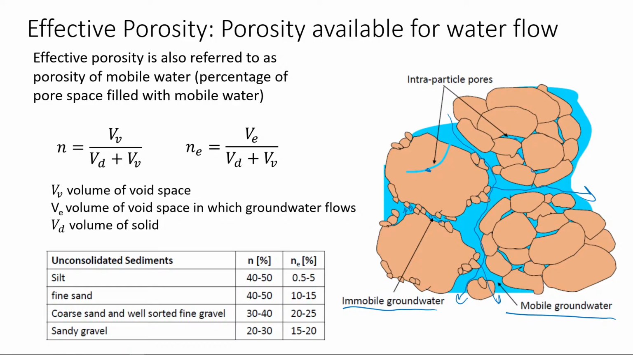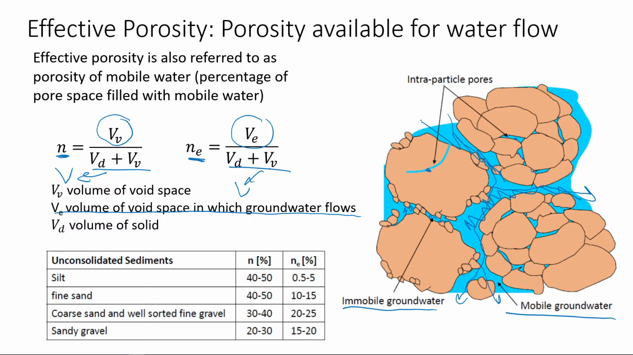That's a very important distinction. Porosity is n, effective porosity is ne. This is the volume of void plus volume of solid, which is your V. The only difference is that this is the volume of all the voids, while this one is the volume of void space through which groundwater can flow.